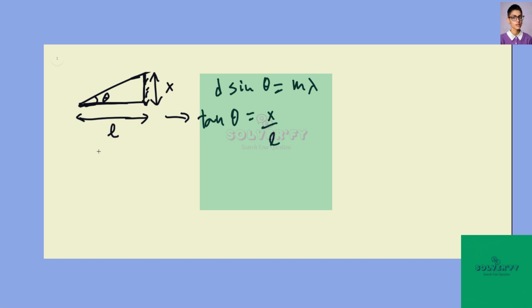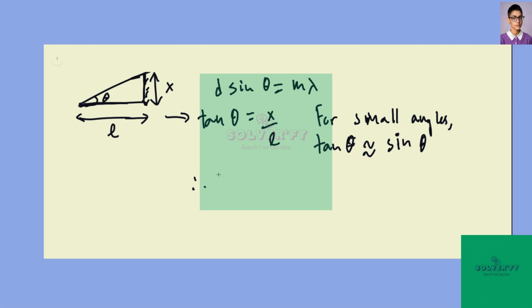Now the theta is a small angle, right? So for small angles, we can make an approximation, which is that tan theta will be approximately equal to sin theta. And you can check this on your calculator to verify too. And so therefore we have that x over L is equal to sin theta. And so over in the start equation, we have d times x over L equals m lambda, okay?